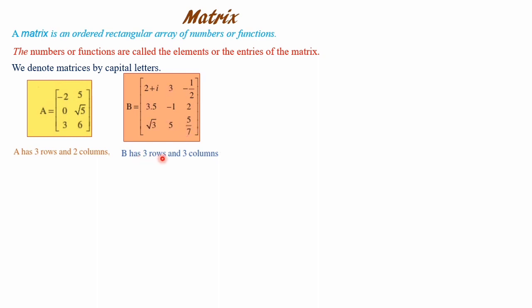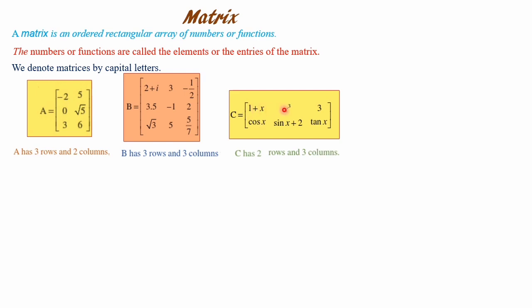So total 3 rows and 3 columns. Another example, if you take C is equal to matrix 1 plus x cube, 3, cos x, sin x plus 2, tan x. And this is having 2 rows, first row, second row, and 3 columns, first column, second column, and third column. And each one is called its element of the matrix C. 1 plus x is an element, sin x plus 2 is an element, tan x is an element, etc. So this is the definition and examples of matrices.